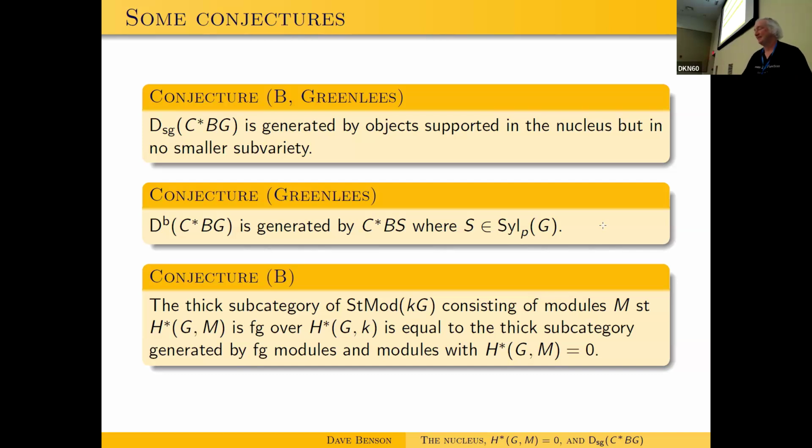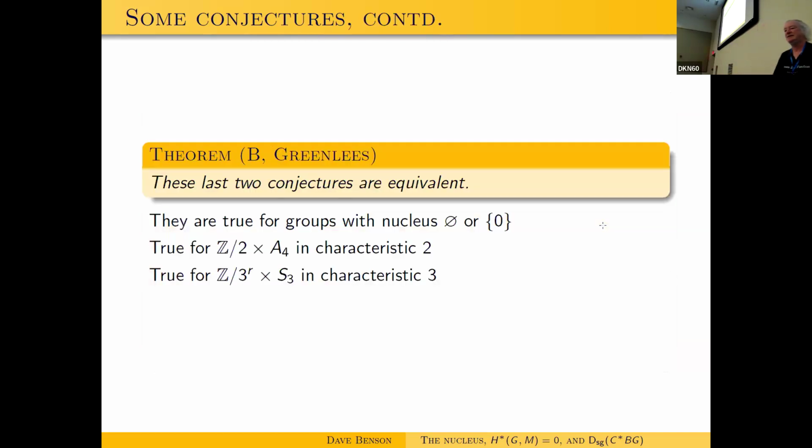Okay. Are we still with it? Yes, good. Okay, so the theorem that we proved is that those two conjectures are equivalent. And so there are various classes of groups for which the conjecture is true. And one class of groups is where the nucleus is either empty, so the support of the singularity category is zero, or the nucleus is zero, in which case the singularity category is very much non-zero, but it's all supported at the maximal ideal.